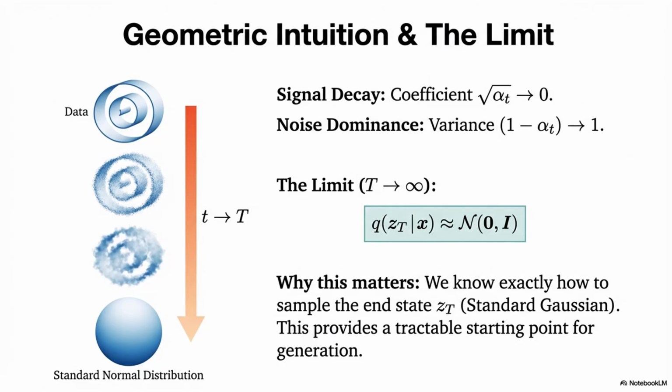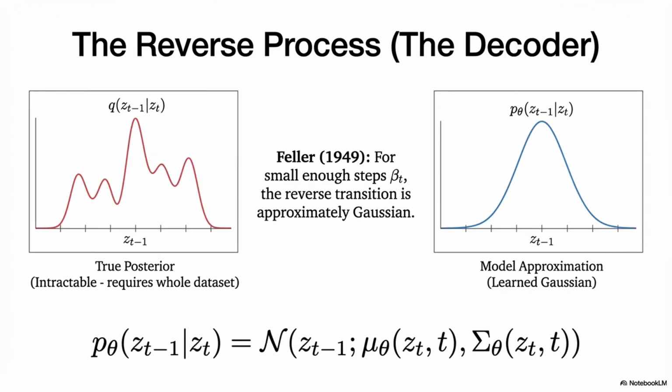And now, for the magic. We figured out how to systematically destroy an image. How on earth do we teach a computer to reverse that process and create something from the static? Here's the problem. The true reverse step, that complex red curve you see, is what we call intractable. To figure it out perfectly, you'd basically need to know about every single possible image in your dataset. It's just impossible. So we cheat. We use a neural network to learn a simple approximation, that friendly blue Gaussian curve.